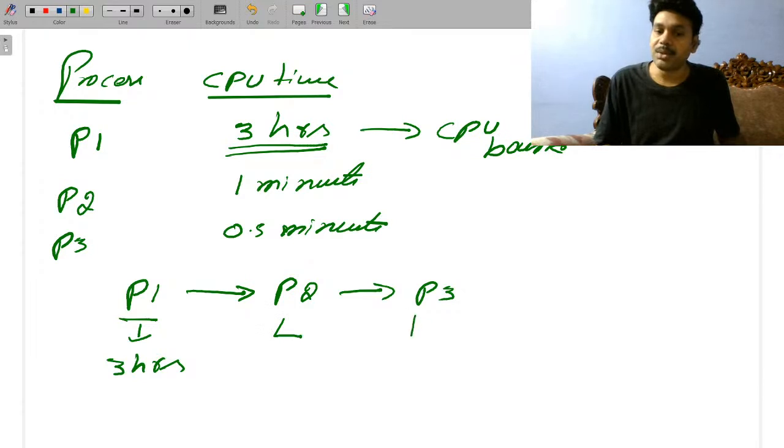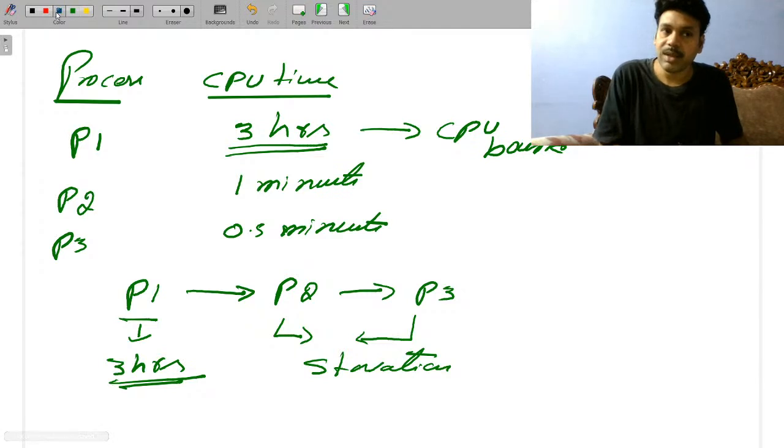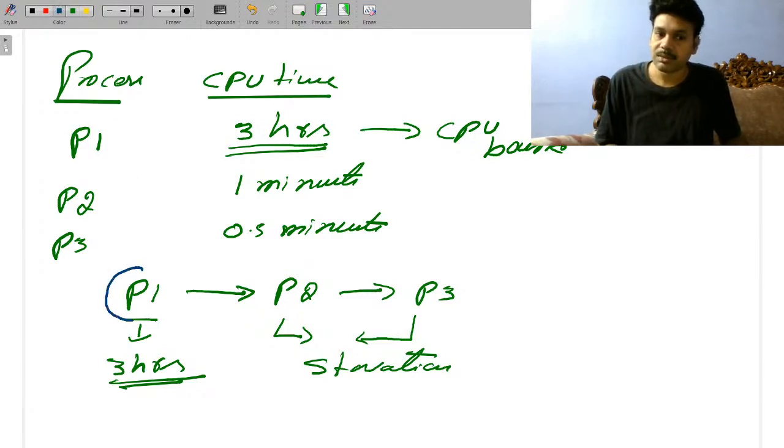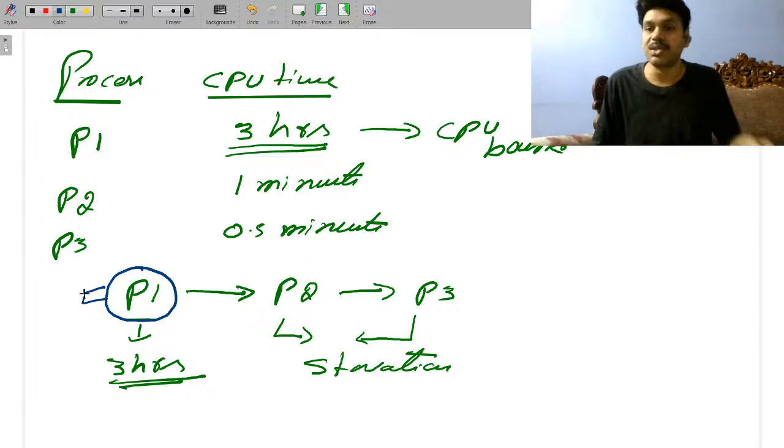Therefore, P2 and P3 are going to be under starvation only. And one more thing I want to tell you: within the 3 hours of time, your average number of executed processes is only one, because for 3 hours only one process is occupying the CPU. Hence your throughput in this case is only one for 3 hours of time.